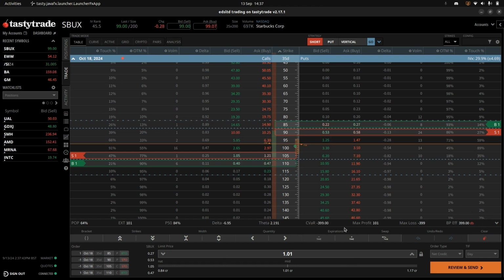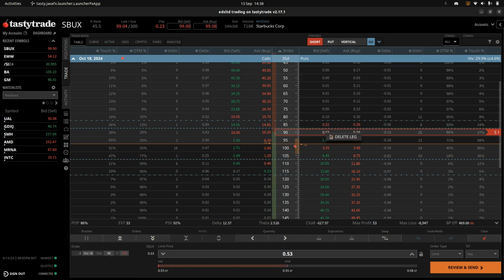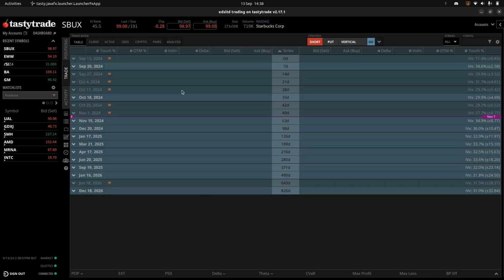It will reduce the amount of premium we collect up front, but it massively reduces the amount of buying power required. In exchange for this, we do have less theta decay per day, and we do have a slightly lower probability of profit. However, our return on capital is much higher this way. So if you wanted to place that trade, that wouldn't be a bad trade in my opinion. And that's basically how you go about finding new positions.